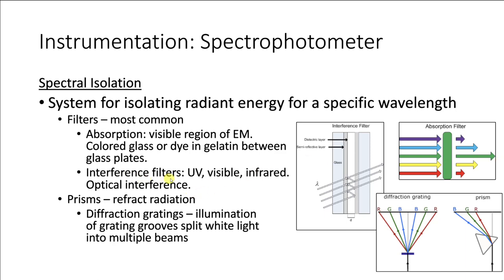We can choose other interference filters. They could be UV, visible, infrared, just providing some sort of optical interference. Or we could do prisms, where when we angle it just right, we only get the light that we want at a specific angle. And you'll often see that they'll have these diffraction gratings. Basically, we just split the wavelength through very small spaces, which then split it into multiple beams. So that's kind of cool.